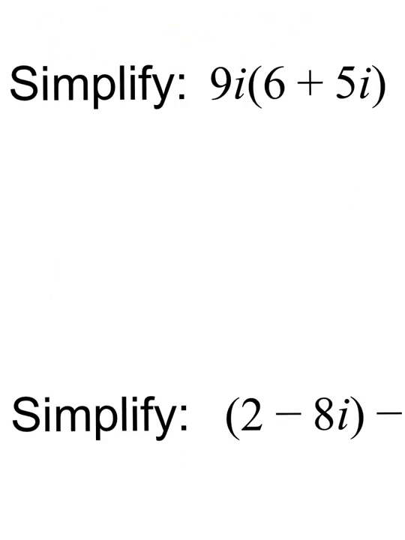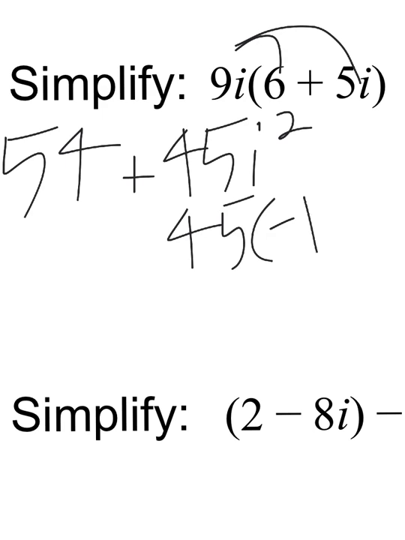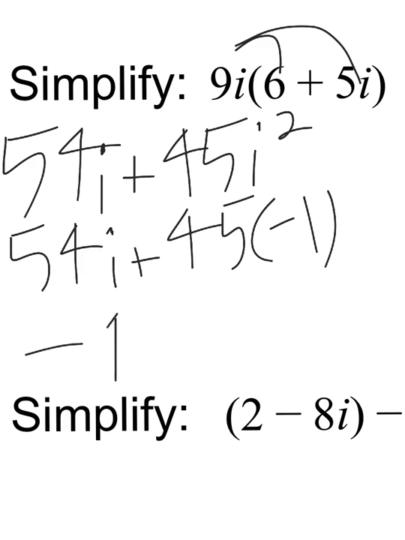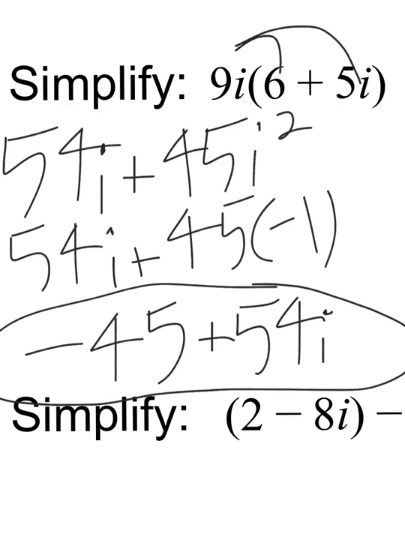Number 8, distribute. What's 9i times 6? That's 54i. What's 9i times 5i? That's 45i squared. And then remember, i squared turns into negative 1. So bring down the 54i. And then for some reason, it's not written in standard form unless you write the regular number first. So 45 times negative 1 is negative 45, plus 54i, that comes second. So the i term has to come second, and the regular number comes first.